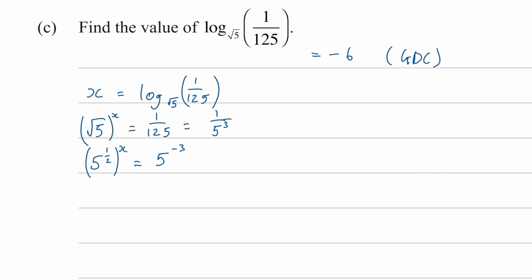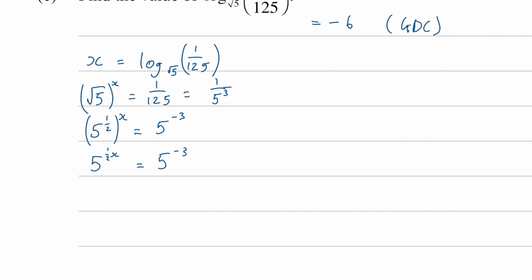Next we can go back to the left-hand side. When we raise a power to another power, it's the same as multiplying. So 5 to the power of a half, to the power of x, is the same as 5 to the power of half times x, which is equal to 5 to the power of -3. And now when we get here, we can jump straight to this line. So half times x equals -3. We equated the powers because they have the same base.